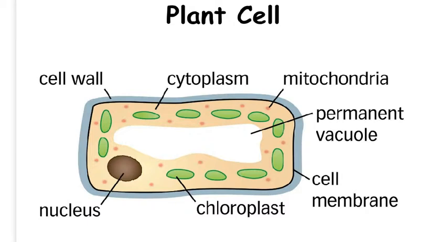The cell wall is a layer on the outside of the cell membrane. It is made of cellulose which is strong and supports the cell. A permanent vacuole is a fluid-filled cavity containing a liquid called cell sap.